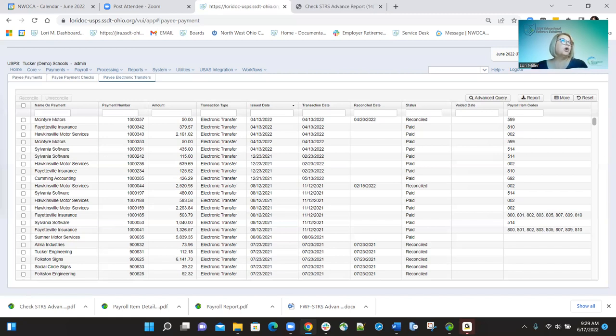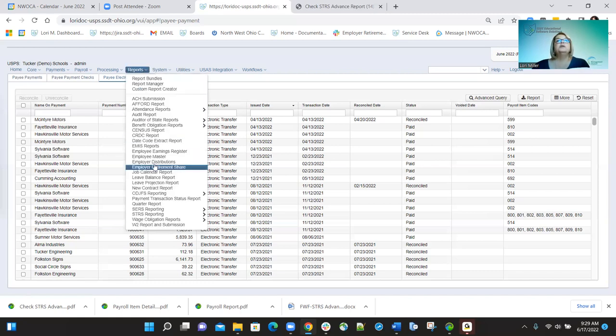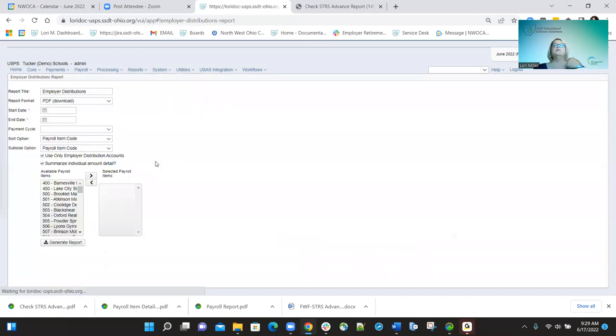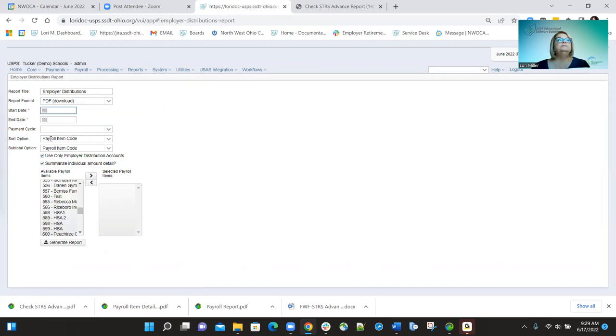And then they can also go in to get employer distributions, the employer amount. They could go into the reports again, but then they would go to the employer distributions or employer retirement share, depending on how they process. I think either way, they could still use employer distributions. And then they would put in their start date of 7/1/21 and their end date of 6/30/22. And then they could just choose that 691. Let me just try this here.